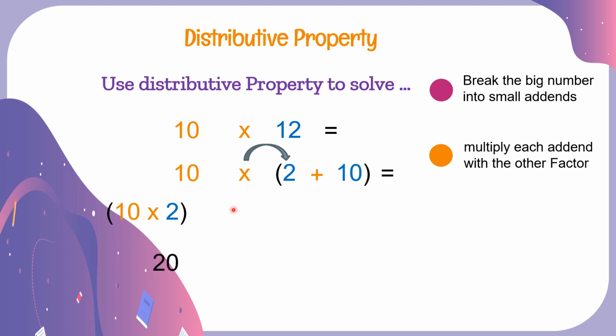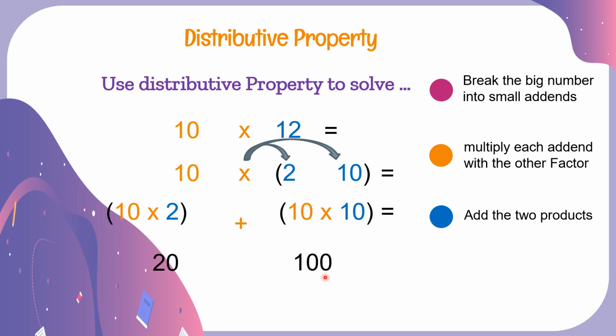10 times 2 will give me 20. And 10 times 10 will give me 100. Now I have two partial products. I will add them. 20 plus 100 equals 120. So 10 times 12 equals 120.